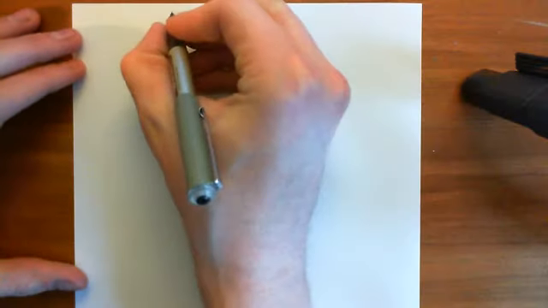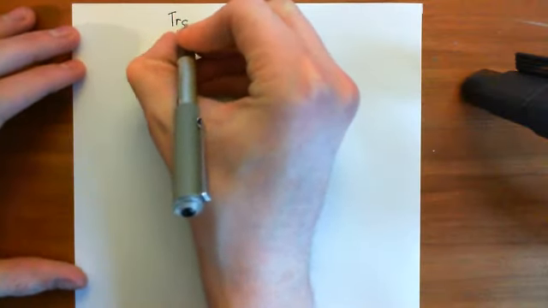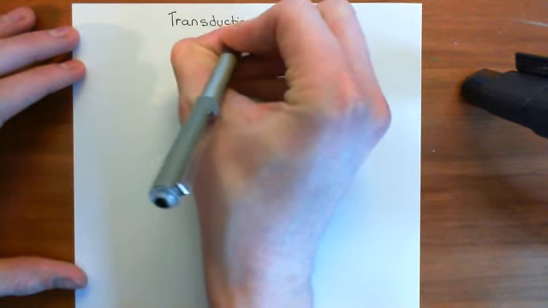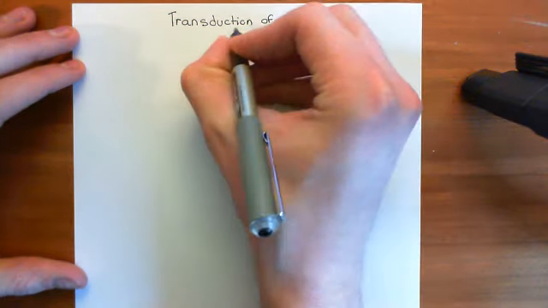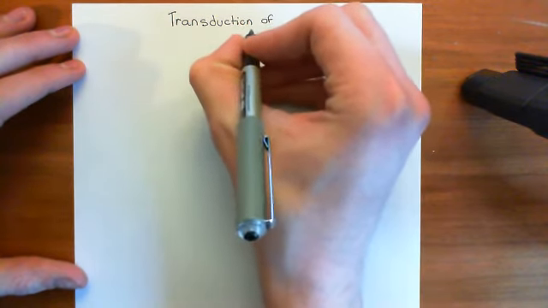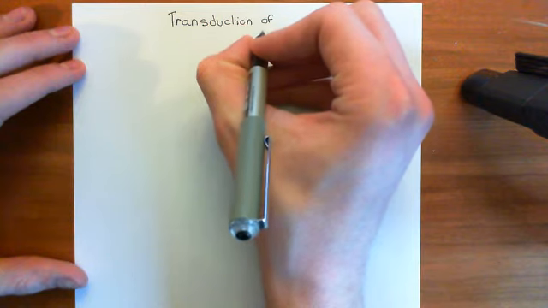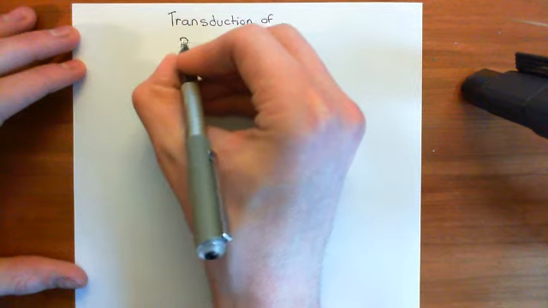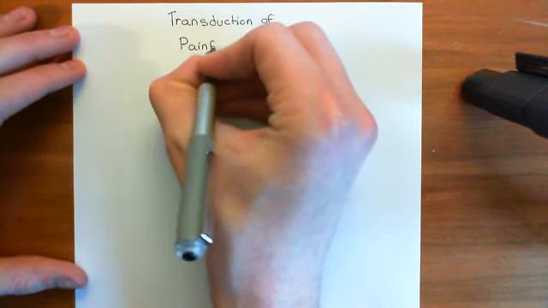In this video what we're going to discuss is the transduction of painful stimuli. This video is going to be on the transduction of painful stimuli, which means how we turn painful stimuli into action potentials which will fire within nociceptive neurons. So, transduction of painful stimuli.